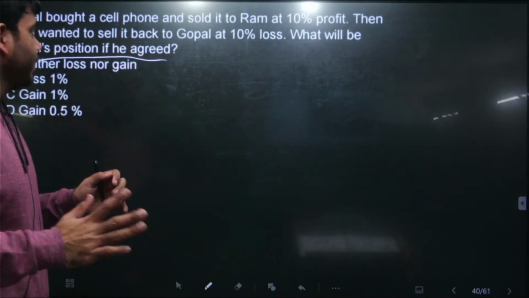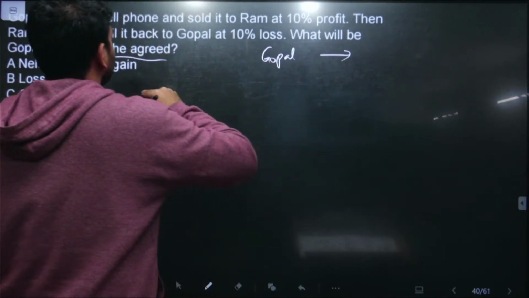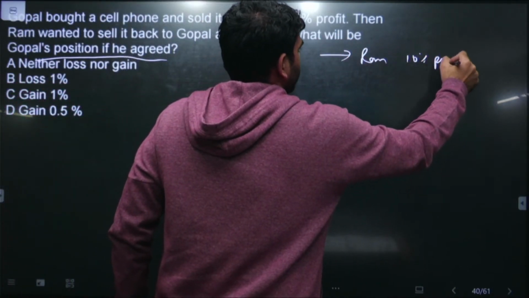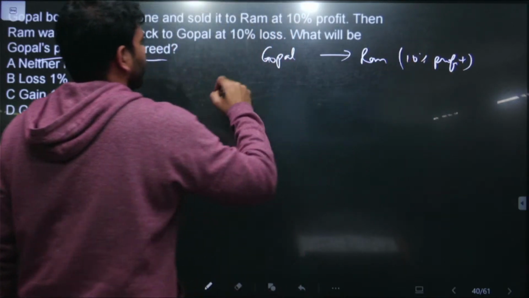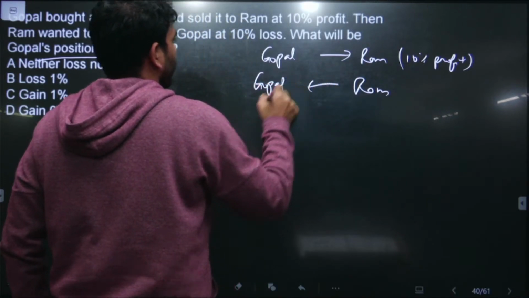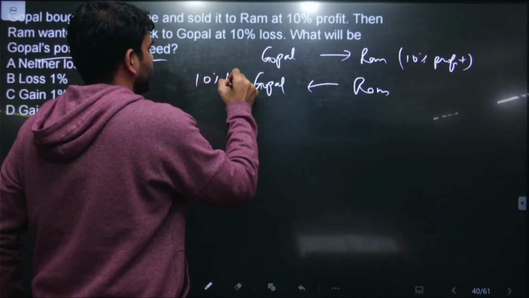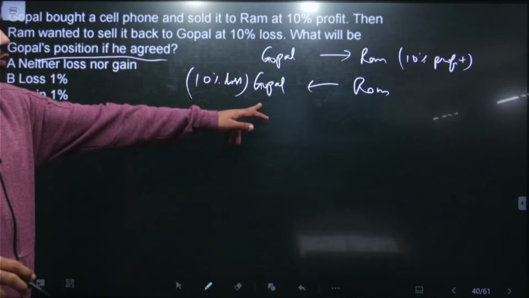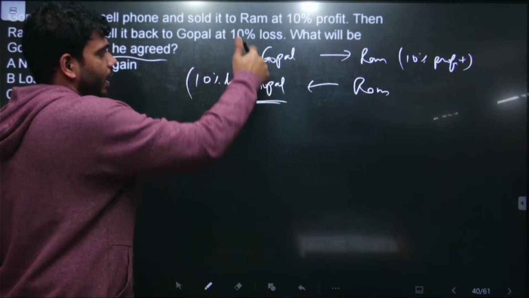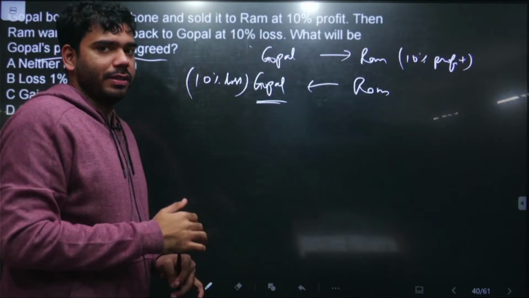Simple question. He is saying there is a person Gopal and he is selling a phone to this Ram at 10% profit, and then Ram is again selling back this phone to Gopal at 10% loss. Compared to what he had bought it initially and what he is getting it now, we have to compare these two prices, and we need to find whether Gopal is now standing at a profit or at a loss.